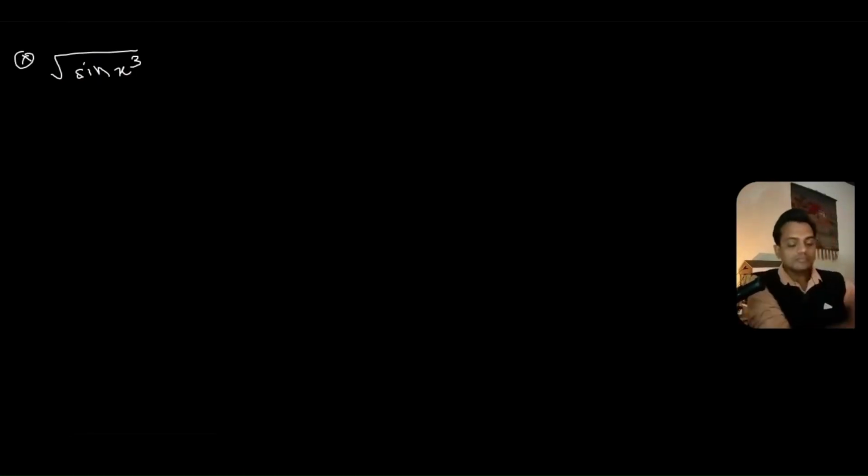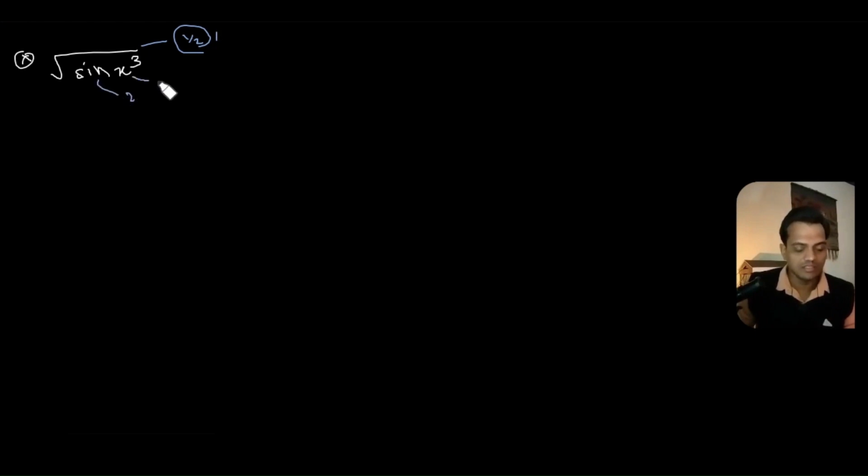Okay. Now look at this particular problem. Now it consists of three functions. The first one is, let's suppose, a square root, that is, power raised to 1 by 2. The second one is a sine function, and the third function is x cube. Three functions are there. Okay, so y is equal to, let's suppose, square root of sine of x cube.